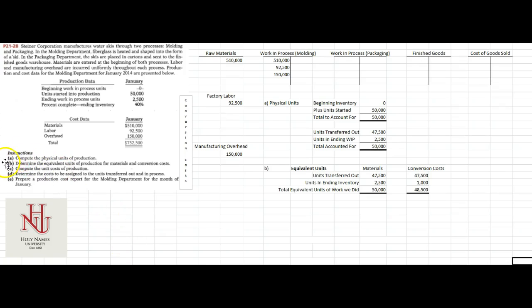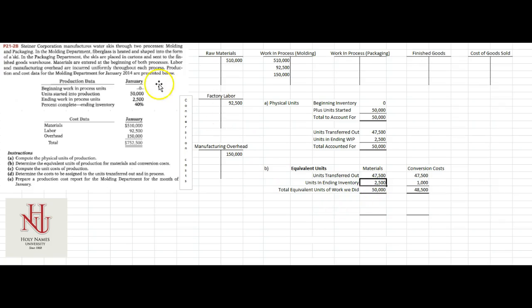The next part asks us to determine the equivalent units of production for materials and conversion costs. This is where it gets a little complicated, but it's really not that hard. Let's look at it from the point of view of materials first. Well, we know that 47,500 units went out. We can't move them on to the next process until they're complete. So we know that those 47,500 units are 100% complete.